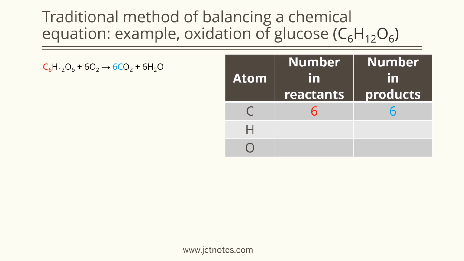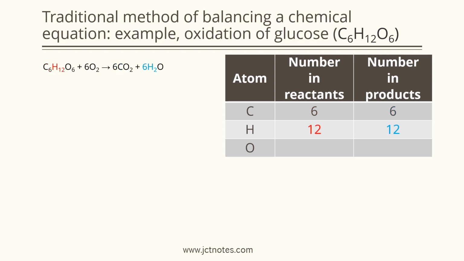In the reactants, we have 6 carbons provided by 1 molecule of glucose. In the products, we have 6 carbons provided by the 6 molecules of carbon dioxide. Therefore, the atoms of carbon are balanced.